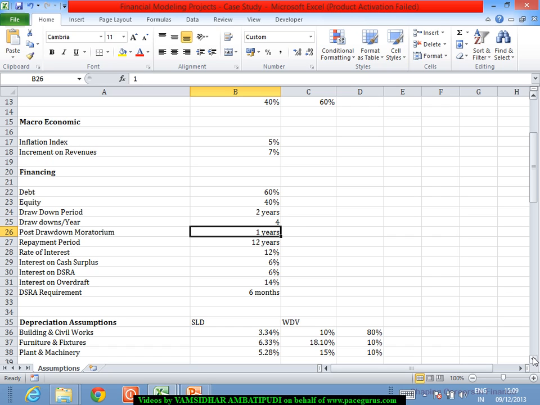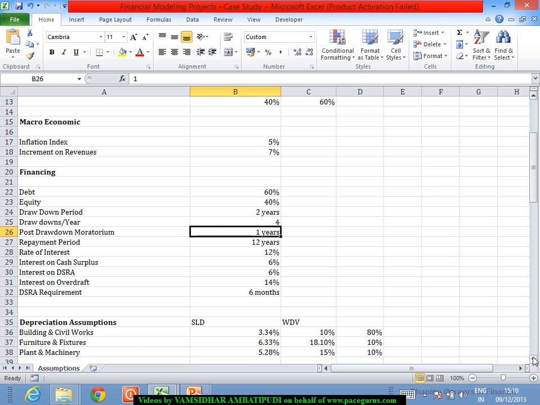And there is a moratorium period as per the facilities agreement. The moratorium period is nothing but I don't need to pay the principal during the moratorium period. In general, in a normal loan process, once you have taken the loan, the principal and the interest repayment will start right from the day you have taken the loan.